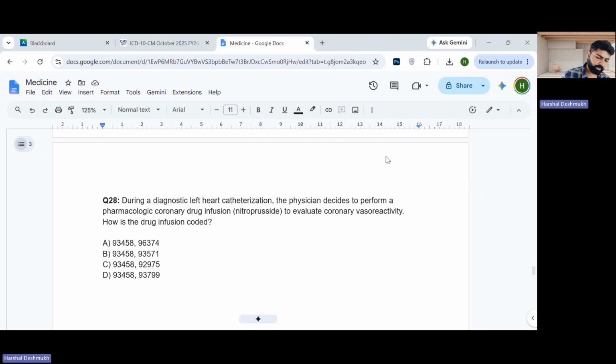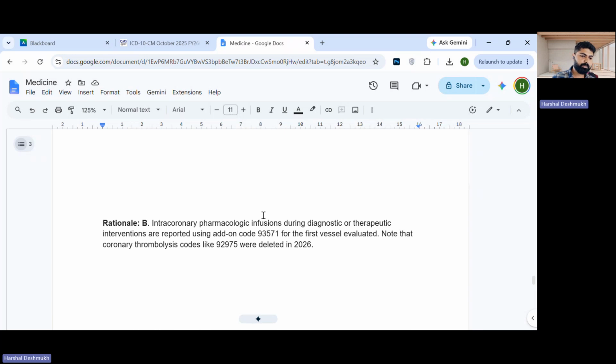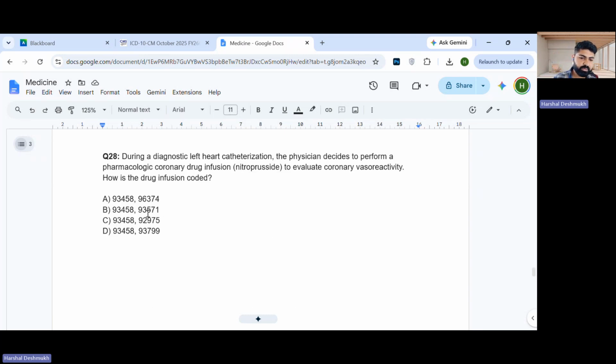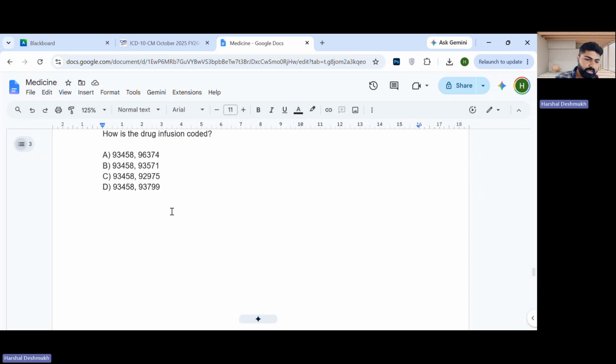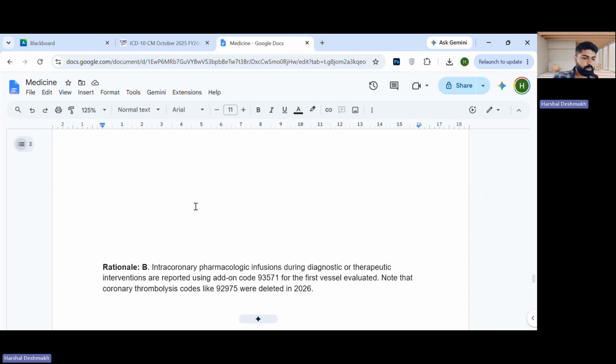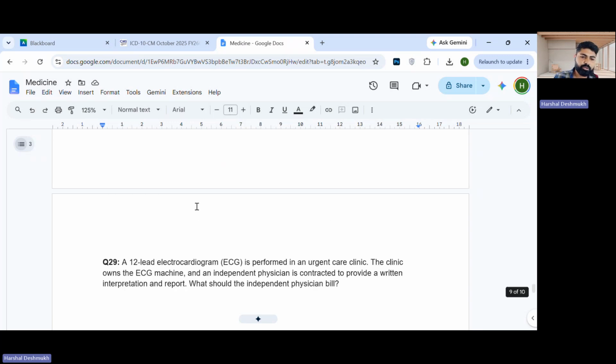All right, time to answer this question. Question number 28. The answer to this question is option B. Infusion of this drug during a diagnostic or therapeutic intervention is coded as an add-on code, that is 571. So 571 is only in option B. That is why we'll go with option B. All right, moving on to the second to last question.